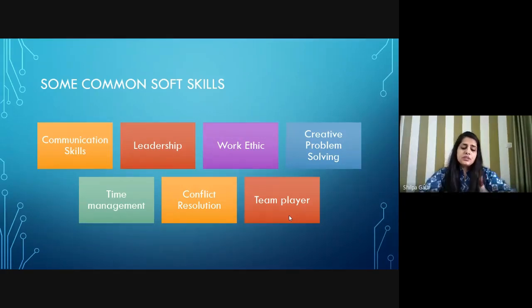Okay. So this is all about soft skills, these common soft skills. Team players, you should be a team player. And conflict resolution, it is very close to problem solving. So a conflict resolution person should be there. These are some common soft skills.